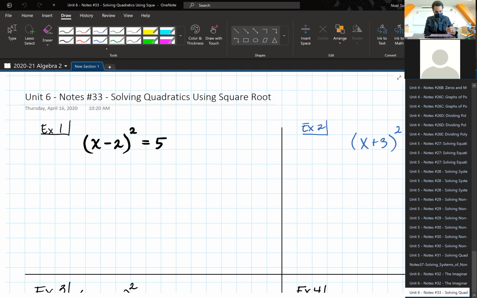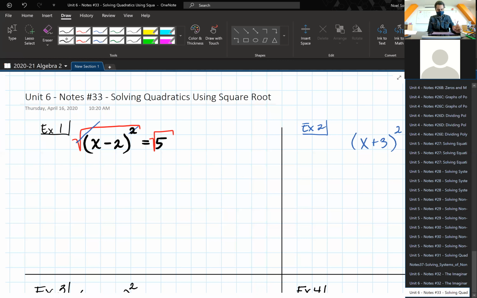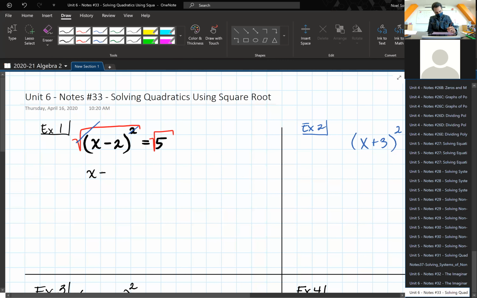Because what I'm trying to do is to get rid of this power of 2. Now, I could expand it, but that takes a lot more work. So instead, we're going to apply the square root because it's ready for the square root to be applied. And when we do it to one side, we do it to the other. So the square and the square root are inverses of each other, they cancel. That gives us x minus 2 is equal to the square root of 5.